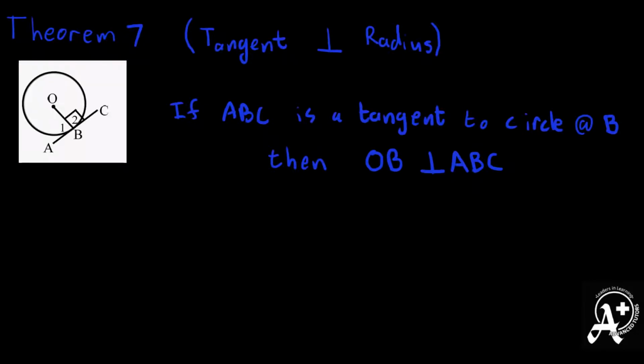Theorems 7, 8 and 9 all involve tangents to a circle. Theorem 7 states that a tangent to a circle is perpendicular to the radius at the point of contact. If we look in the diagram here, as I've written, if ABC is a tangent to the circle touching at point B, then the line OB is perpendicular to line ABC. The converse is true as well, which simply states that if a line is drawn perpendicular to a radius at the point where the radius meets the circle, then the line is a tangent to the circle.